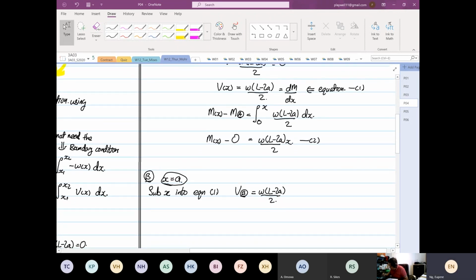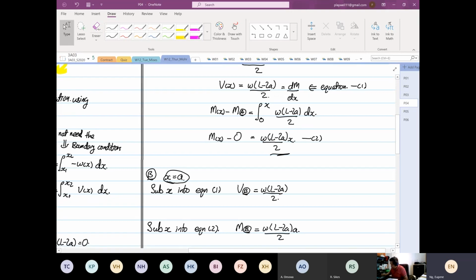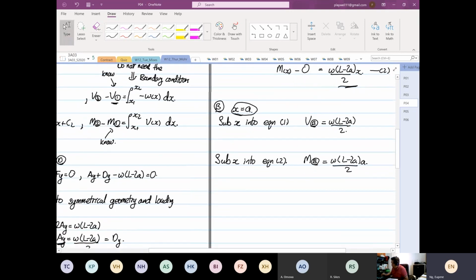And then for the moment, when you substitute x into equation number 2 now, right? So moment at point B, right? If you look at equation number 2, now you replace x with a. This is (ωL - 2A)/2 multiplied by a. Okay, so we can write down, that is our exact value at point B.